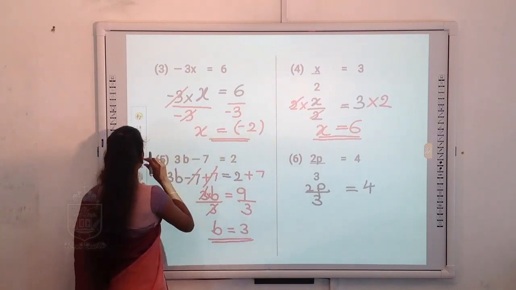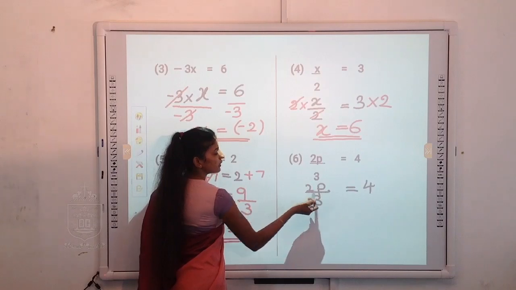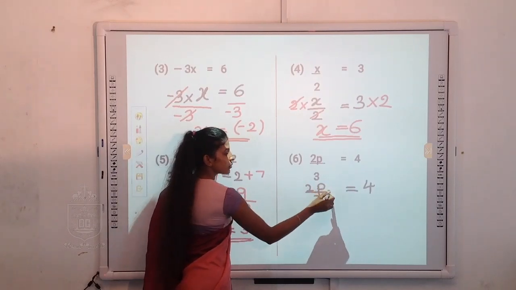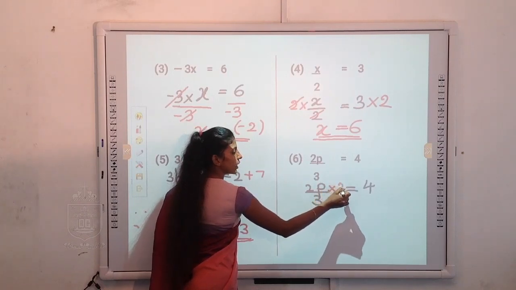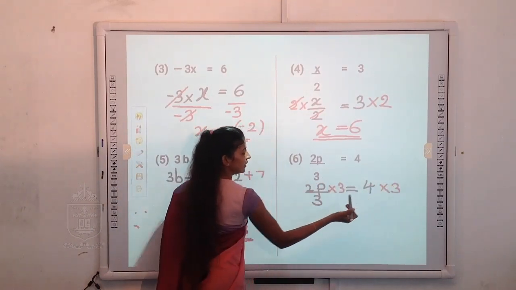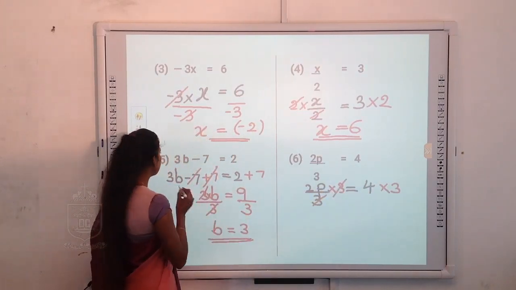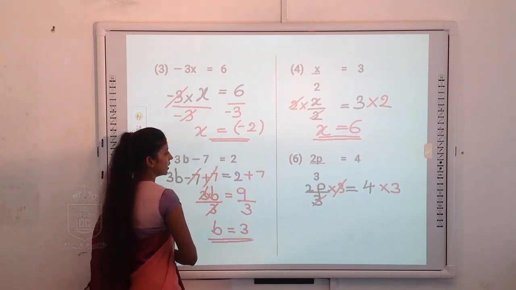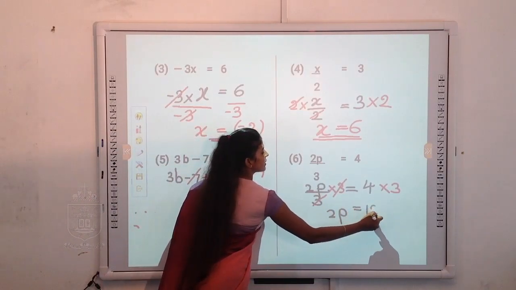When you are removing 3 from that side, you can see 3 has been dividing this term. So division, the opposite of division is multiplication. So you can multiply by 3. This side can also be multiplied by 3. So you can see 3 cancels. So what is remaining? 2p is remaining on this side. 2p equals 12. What's our next step?